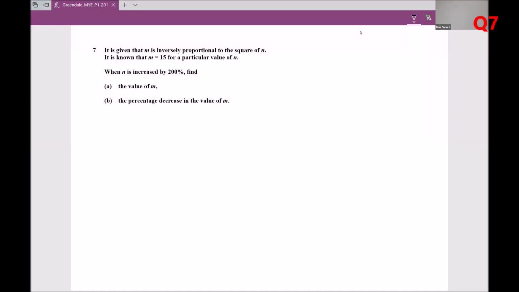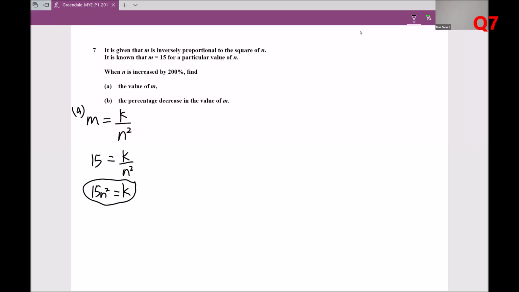In this question, your m is inversely proportional to the square of n, and m is 15 for a particular value of n. So let's find out k. It will be 15 n squared. Okay, this is A.